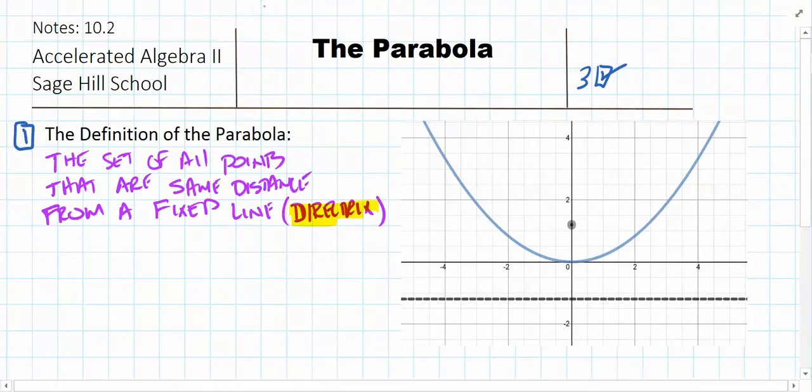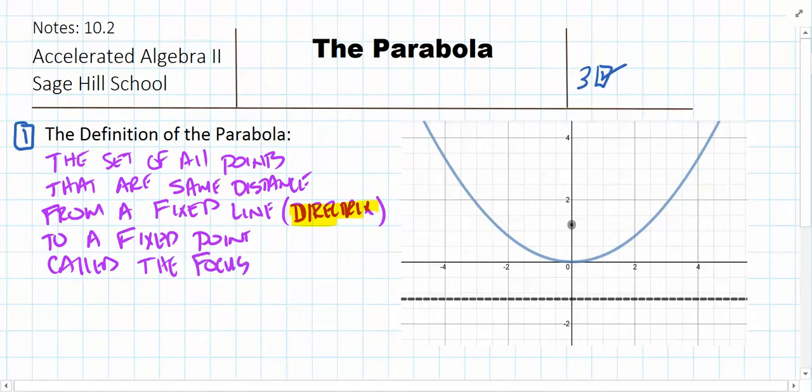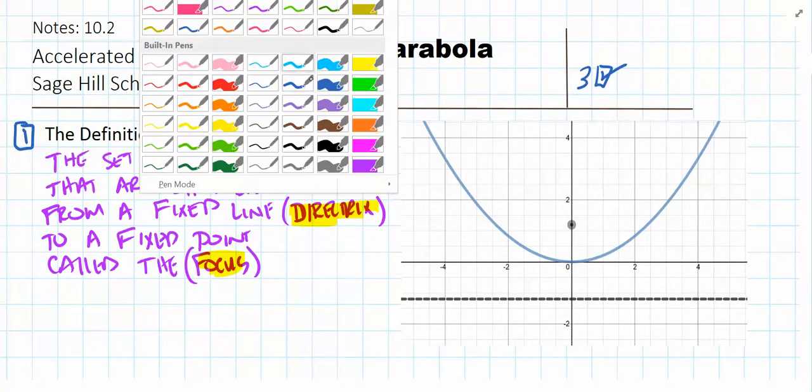So the definition so far is the set of all points that are the same distance from a fixed line called the directrix to a fixed point called the focus. Okay, so here it is. The set of all points that are the same distance from a fixed line called the directrix to a fixed point called the focus. And that point I'll also highlight for you. These are the two keywords for us. Let me go explain what this actually means.